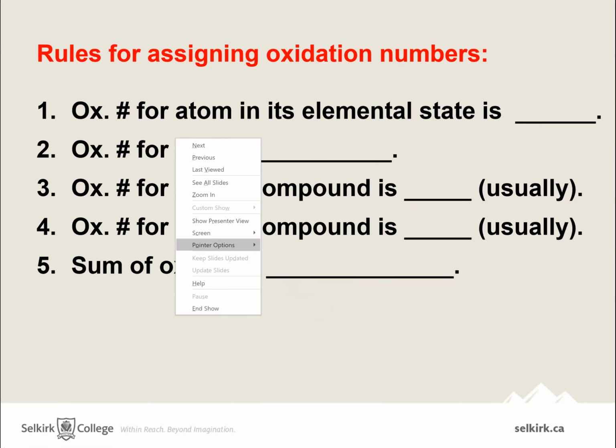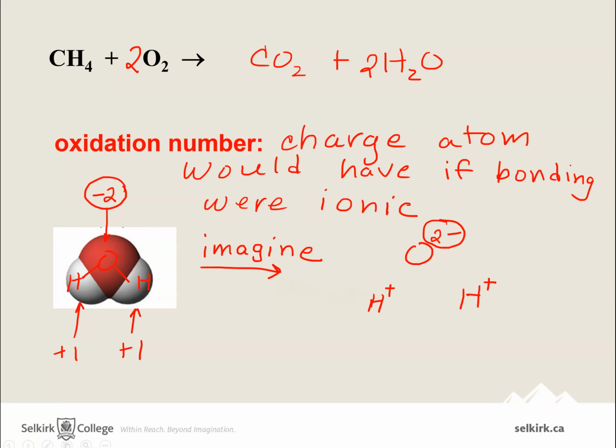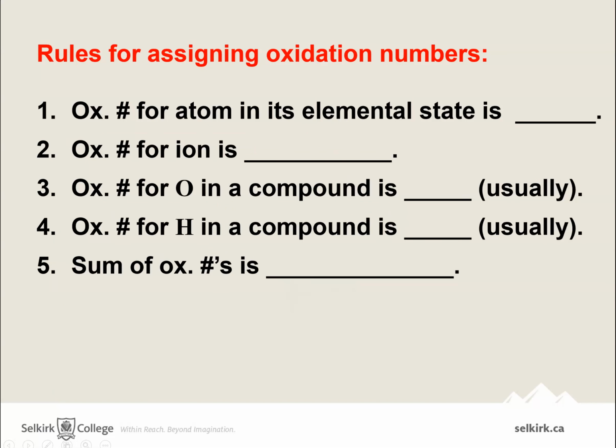Well, let's go back and look at the examples on the previous slide. That oxygen is in its elemental state, O2. There's only one kind of atom present. And what's the oxidation number of that? Well, that's not charged at all. The whole thing is neutral overall, so each atom must be neutral overall. That oxidation number is 0. The oxidation number for an atom in its elemental state is 0.